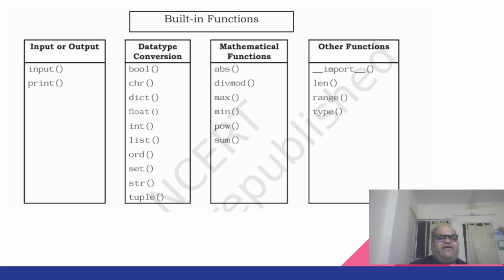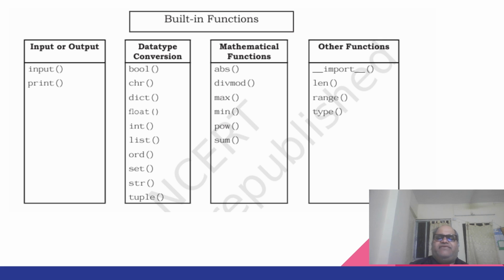On data type conversion, we have all these different ones: bool, char, dict, float, int, list, set, str, and tuple. On the mathematical side, we have the ones to find the absolute value, max, min, power, sum, and more utility functions that you will use in your day-to-day tasks. They are length, range, and type.